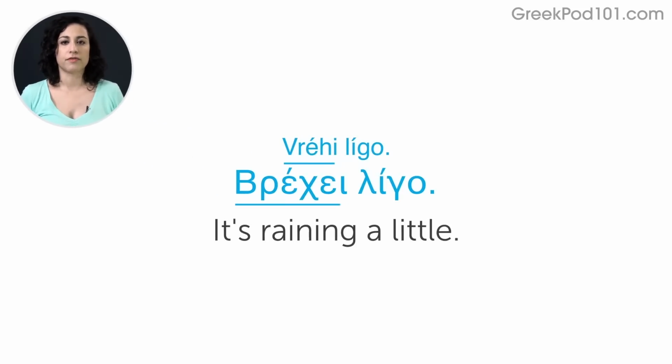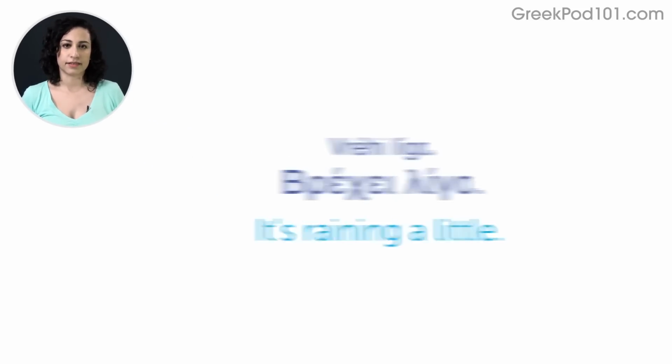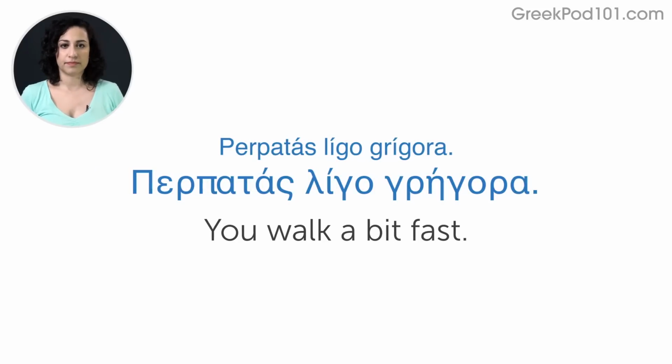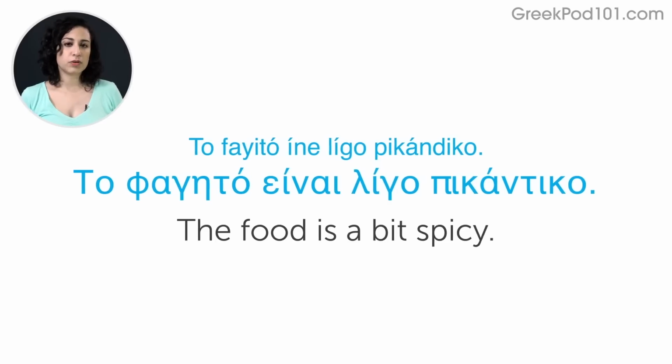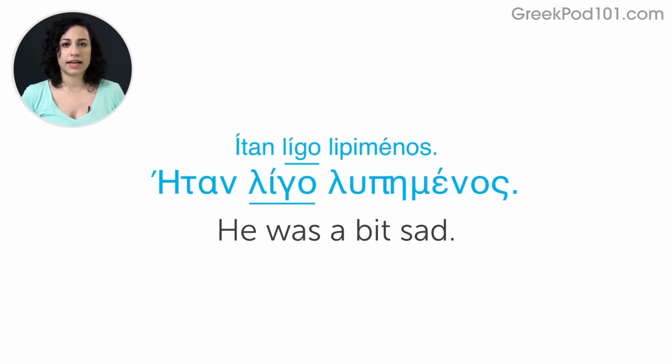Let's go into more detail. First, let's see the first type, where λίγο is an adverb. In this case, it is not declined and it can be used in combination with verbs, adverbs, adjectives, and participles. Some examples are βρέχει λίγο, verb plus λίγο, it's raining a little. Περπατάς λίγο γρήγορα, λίγο plus adverb, you walk a bit fast. Το φαγητό είναι λίγο πικάντικο, λίγο plus adjective, the food is a bit spicy. Ήταν λίγο λυπημένος, λίγο plus participle, he was a bit sad.